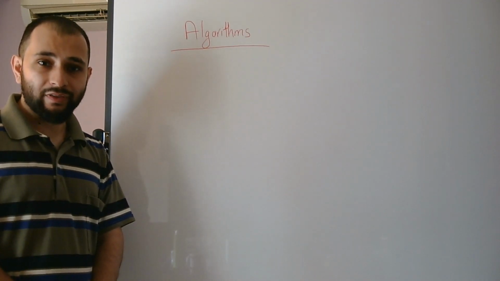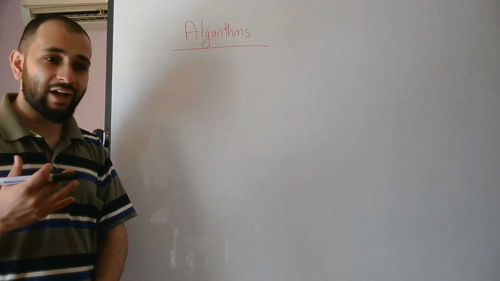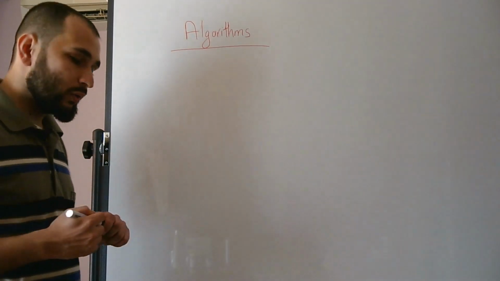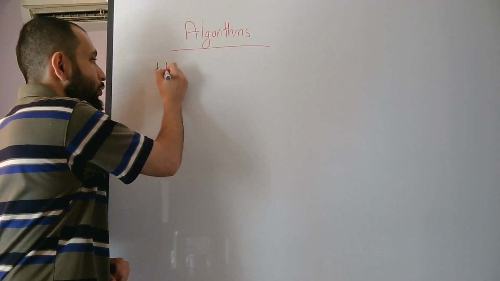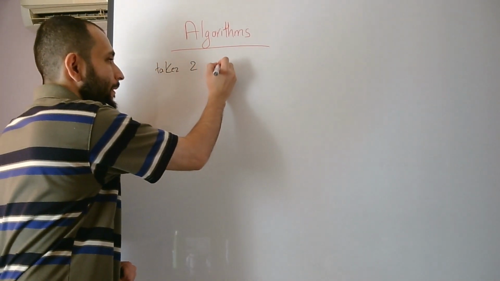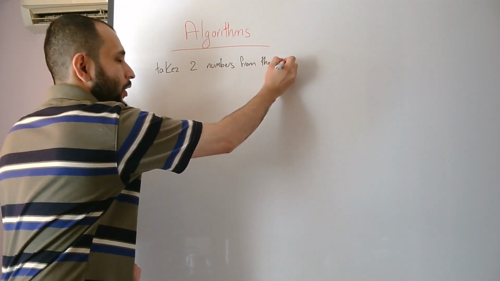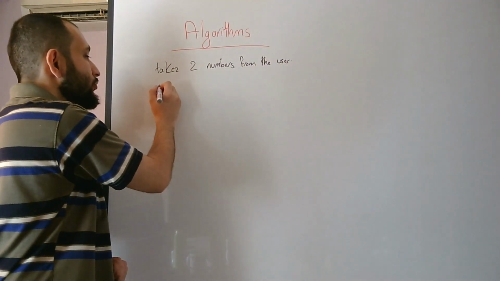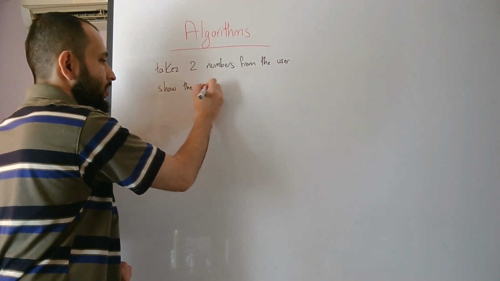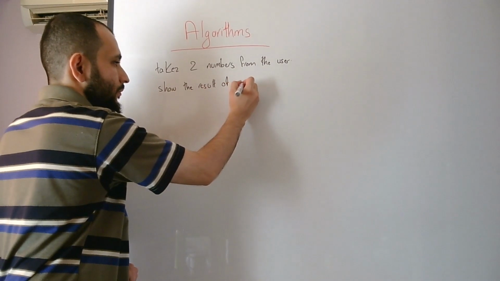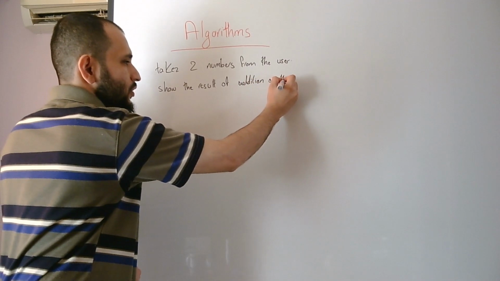So what are algorithms? Let's suppose that we have a problem, or that we have been asked to write a program. We have been asked to write a program that takes two numbers from the user, and then shows the result of these two numbers, the result of addition, on the screen. Right? This is the problem that we have been asked to solve.